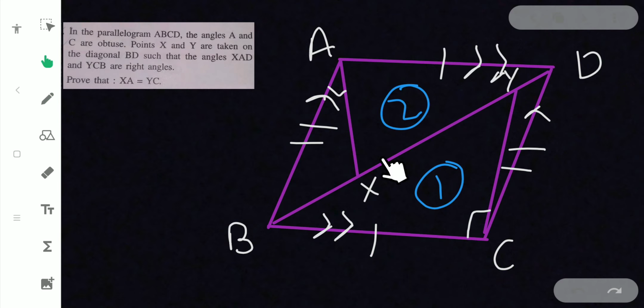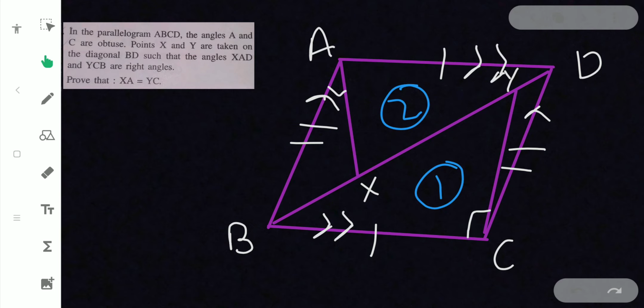You are having here angle side angle. Or here angle side angle. So like that you are having.